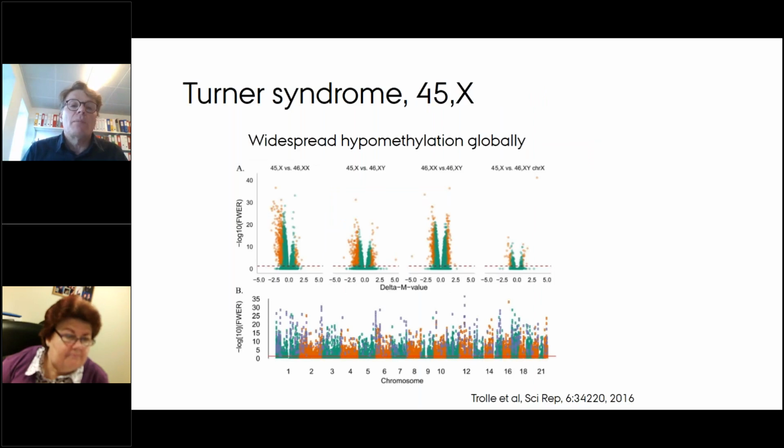We recently published a paper where we showed that there was widespread hypomethylation in the entire genome of Turner syndrome females, not only situated on the X chromosome, but really extended to the rest of the genome. And this led to pervasive changes in the transcriptome as well. So we think that this widespread hypomethylation also plays a role in Turner syndrome, but exactly which genes are involved and which mechanisms are involved, we still don't know.